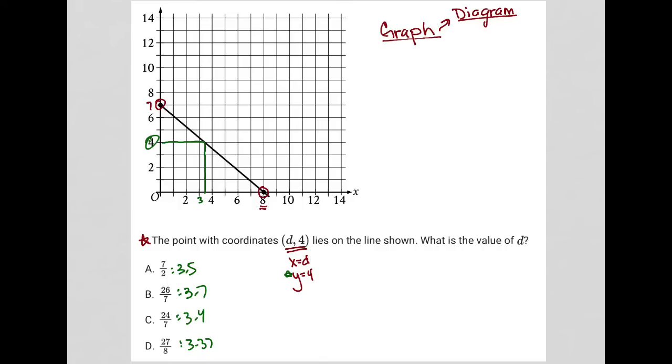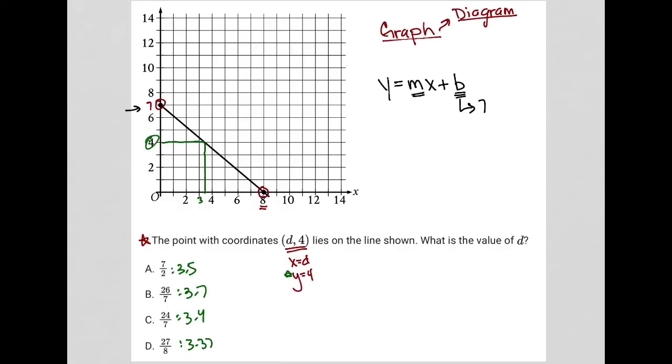So I'm going to use another strategy. I know that the equation of a line is y equals mx plus b. I also know that the y-intercept, my b value, is equal to 7. How about my slope? Can I find my slope?